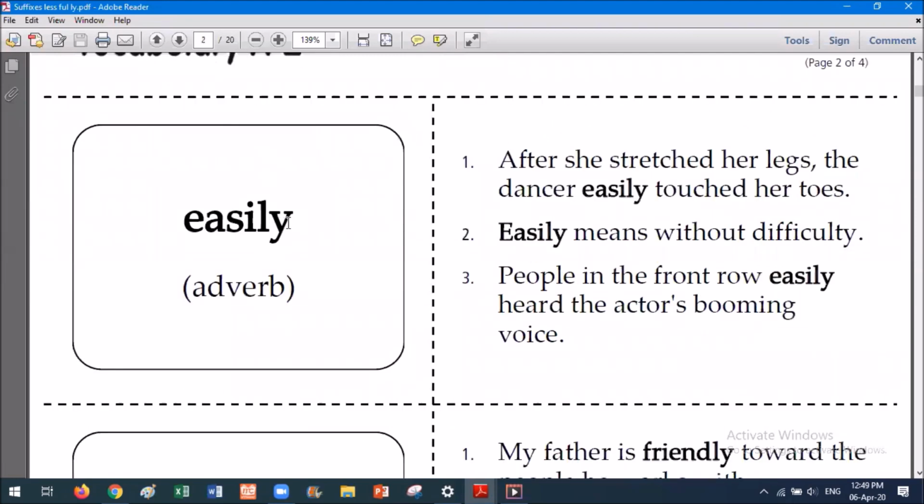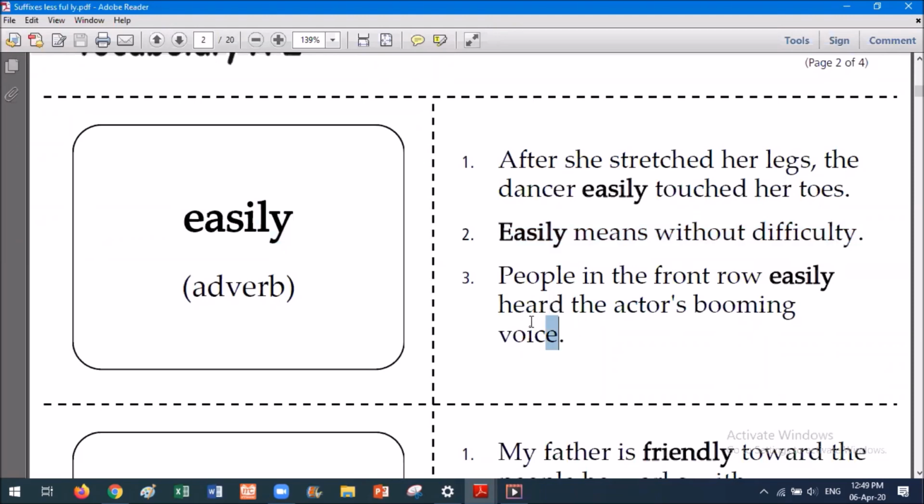Here's a ly word. So, easily. So, easily is how often, or how? I think this one is how is it done? It's done with ease. It's done easily. We have one of the rules here. We changed it from E-A-S-Y. We changed the Y to an I before we added the L-Y as well. Easily means it's not difficult, without difficulty.